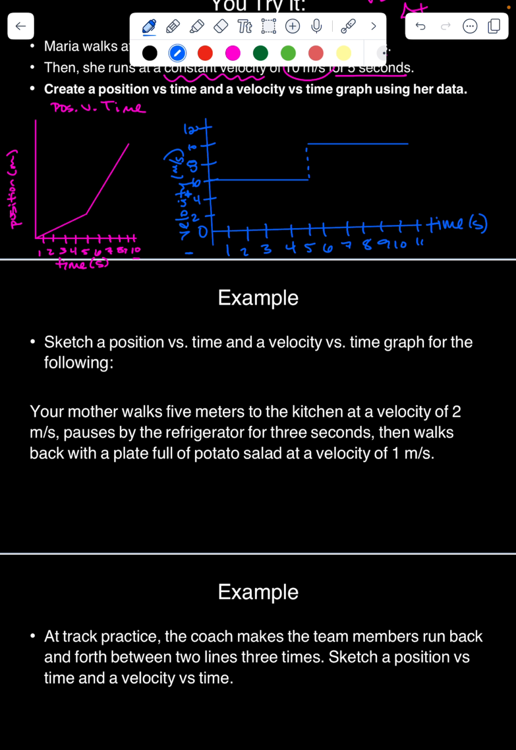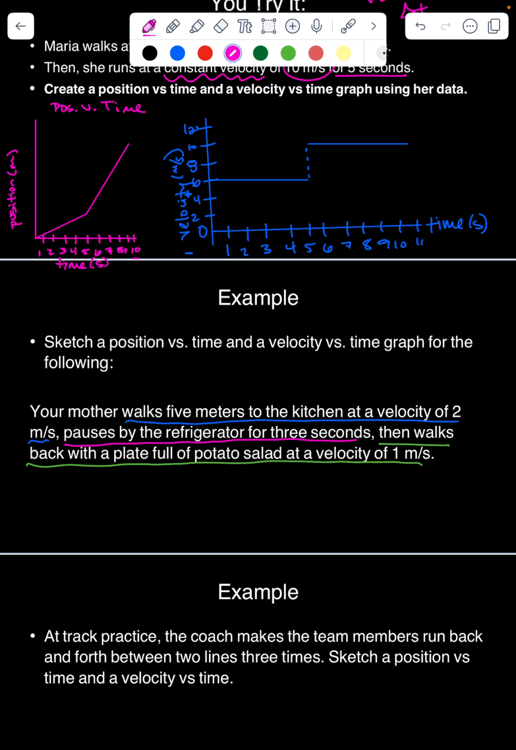All right, so the first thing that you should notice is that we have 3 different segments of motion. The first one is she's leaving, say, the dining room. The dining room is going to be our origin, and she is walking to the kitchen at a velocity of 2 meters per second. After that, she pauses by the refrigerator for 3 seconds. And then after that, she's going to walk back to the dining room at a velocity of 1 meter per second. So we have 3 different segments of motion happening here.